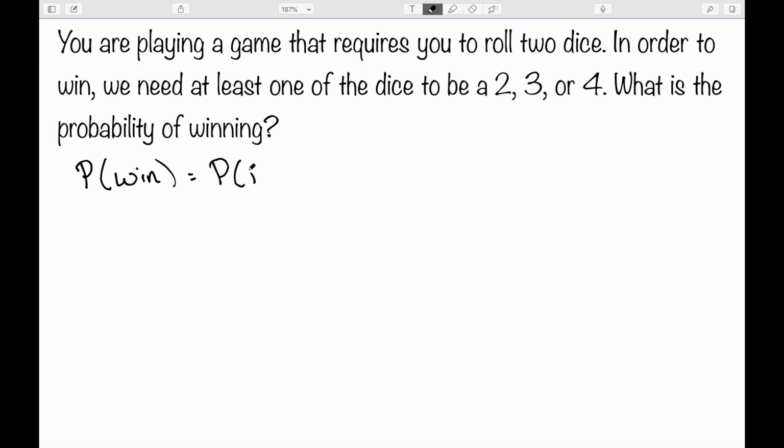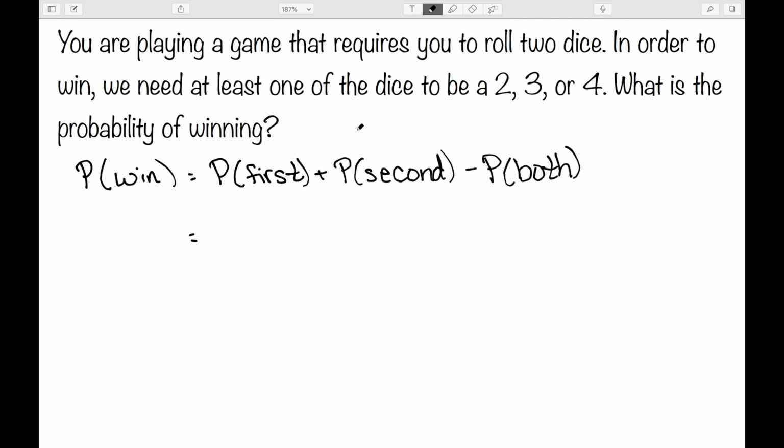So I'm going to need to use my rule: the probability of winning on the first die, plus the probability of winning on the second, and then we need to remove the probability of both since I would have double counted. If I just think of one die, a 2, 3, or 4, that's 3 options out of a total of 6. The same thing for the second one. So minus the probability I win on both.